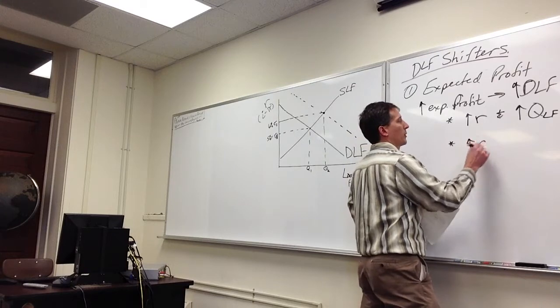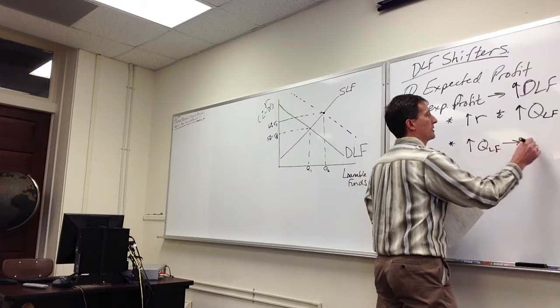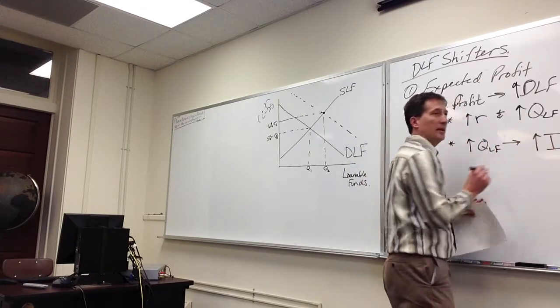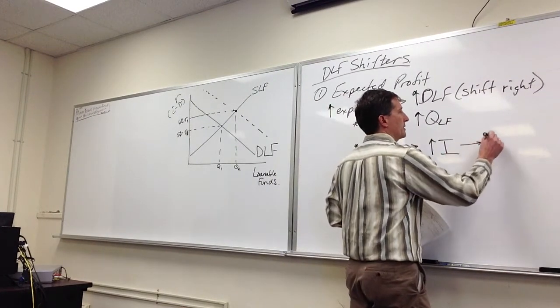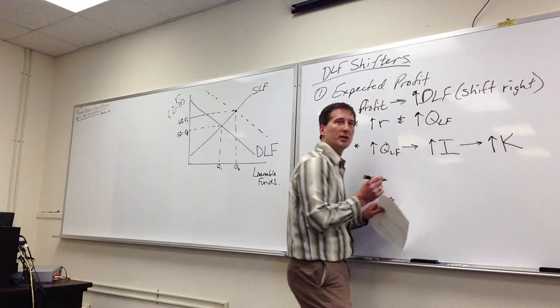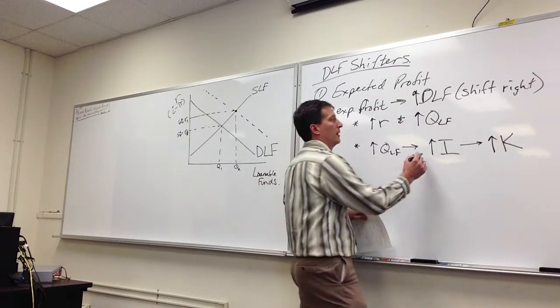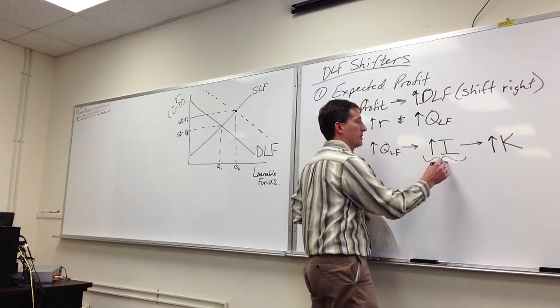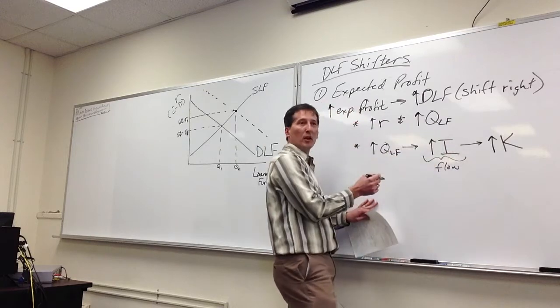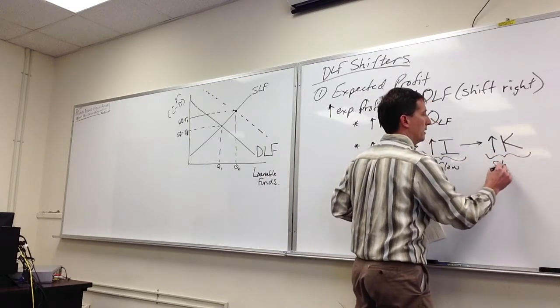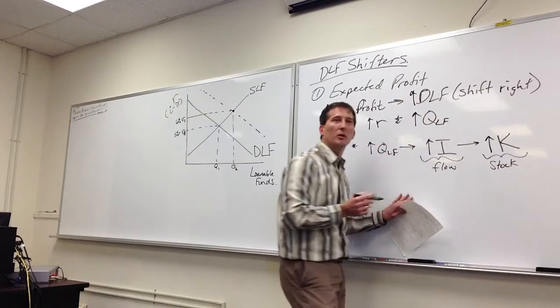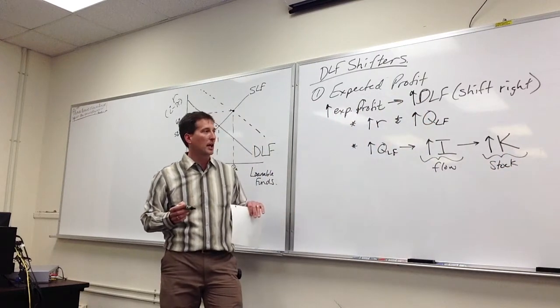An increase in the quantity of loanable funds means there's an increase in investment, which ultimately means the accumulation of machines. Put a little reminder, here's the flow. More flow in 2013 means more machines to work with in the future. The stock of capital rises.